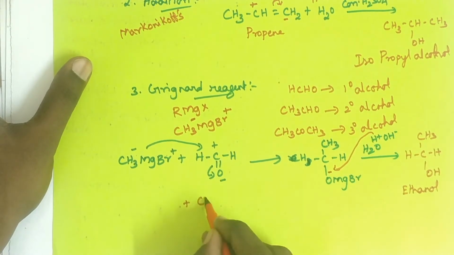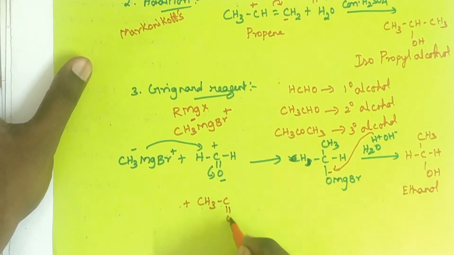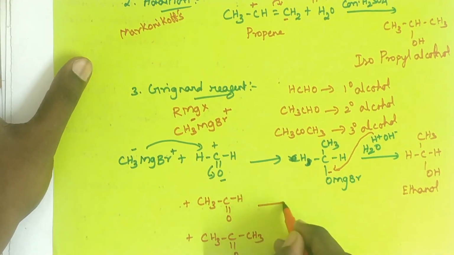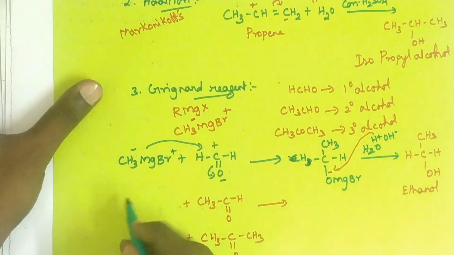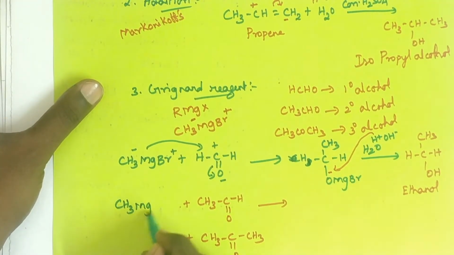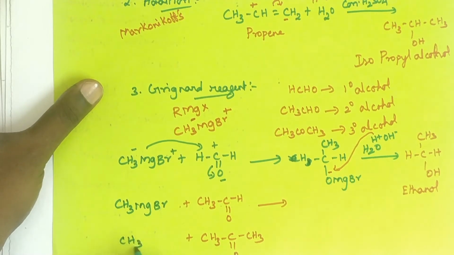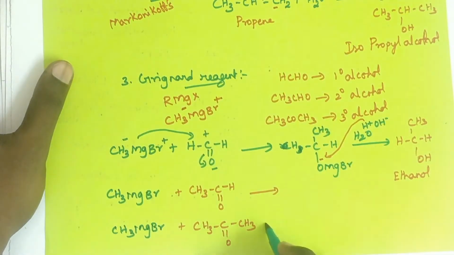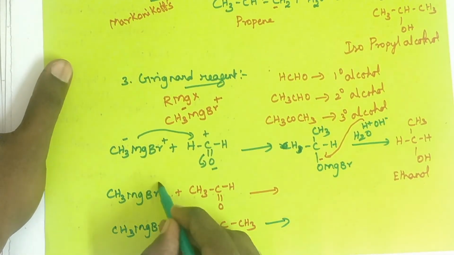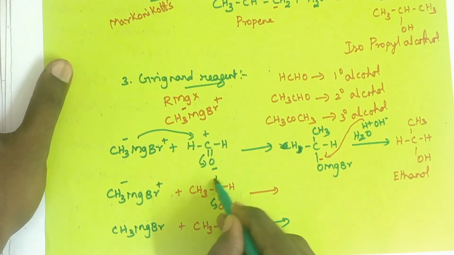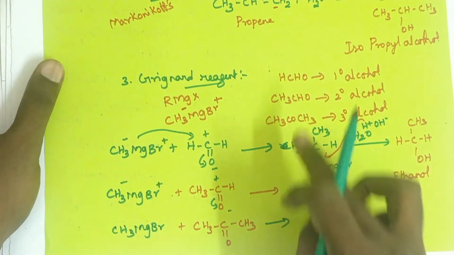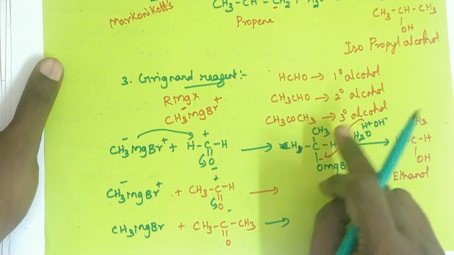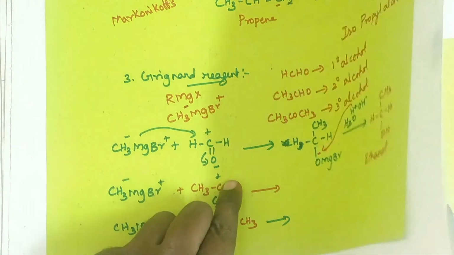For secondary, the structure of acetaldehyde is CH3-C double bond O with H. In case of acetone, CH3-C double bond O-CH3. So the Grignard reagent reacts with these. You do it in your class notebook, take a photo and send it to the classroom. It is the same: plus, minus, on polarization minus, plus. If acetaldehyde, it gives a secondary alcohol, isopropyl alcohol. If it is acetone, it gives a tertiary alcohol.